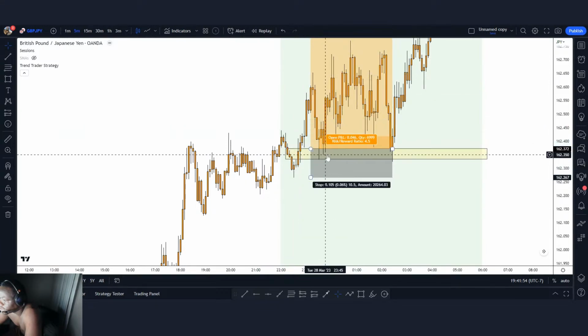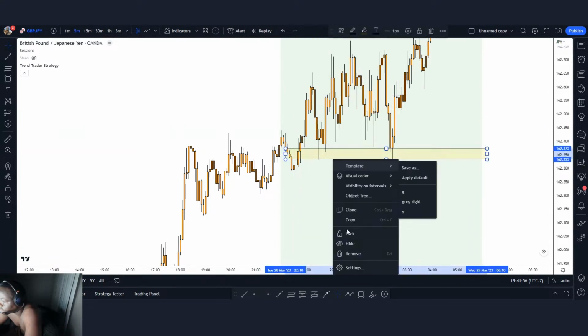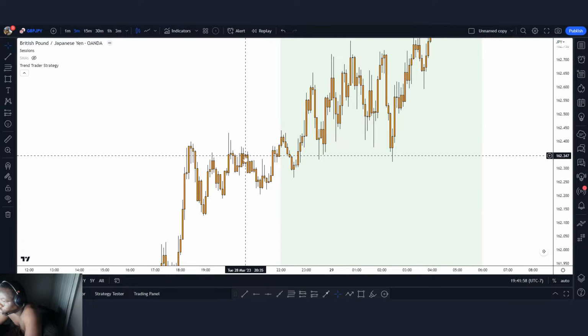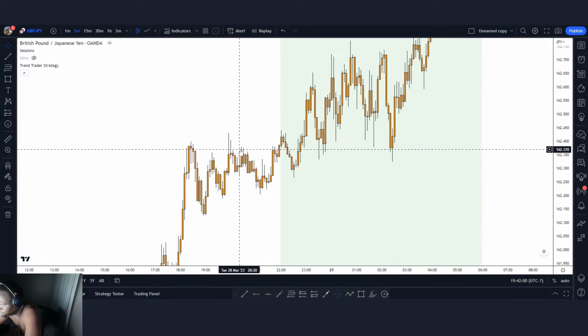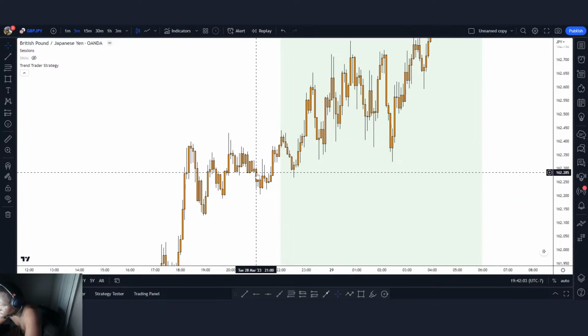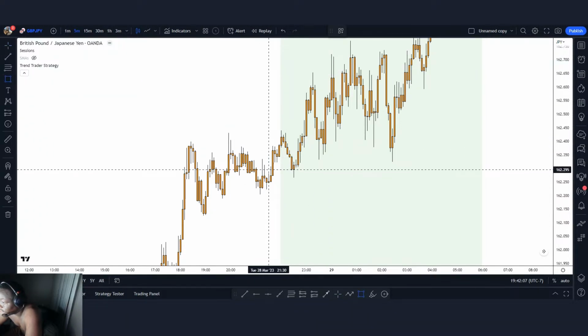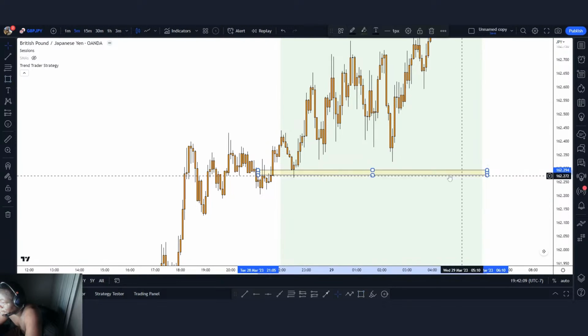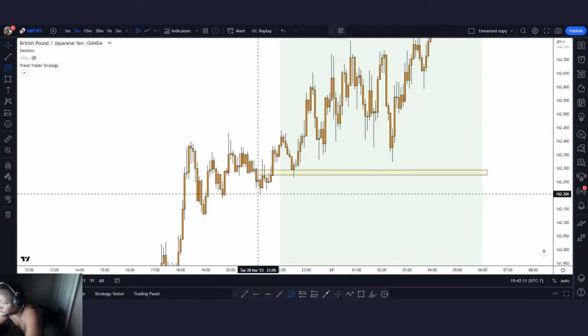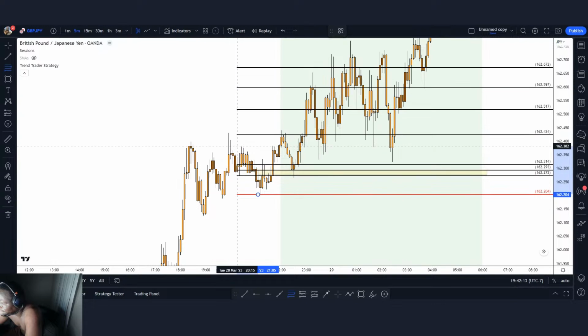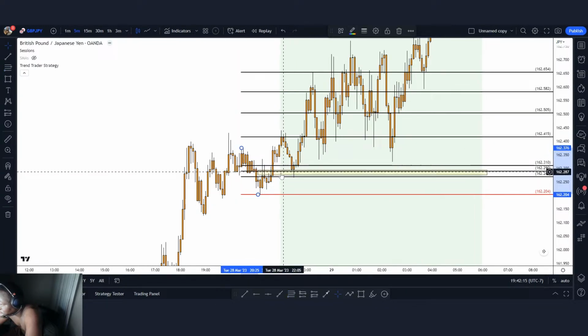So I'm going to show you another example right here. You have a low, you have a high. 50% of this move is right here in the middle. Look where price pushes up from. 50%, because that is demand. So from this low to this high, 50% is exactly where price goes.